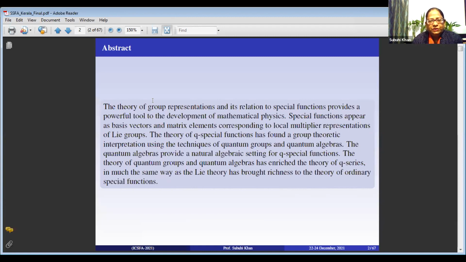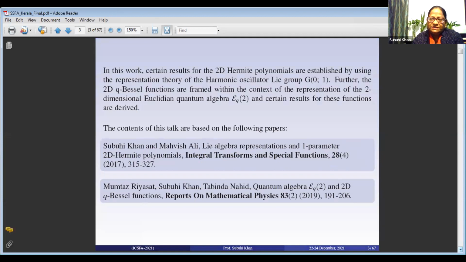The theory of quantum groups and quantum algebra has enriched the theory of Q series, in much the same way as Lie theory has brought richness to the theory of ordinary special functions. That is my aim to show in this talk: how we move from 2D special functions related to the harmonic oscillator Lie algebra to the 2D Q Bessel functions related to another algebra, the Euclidean quantum algebra EQ2.